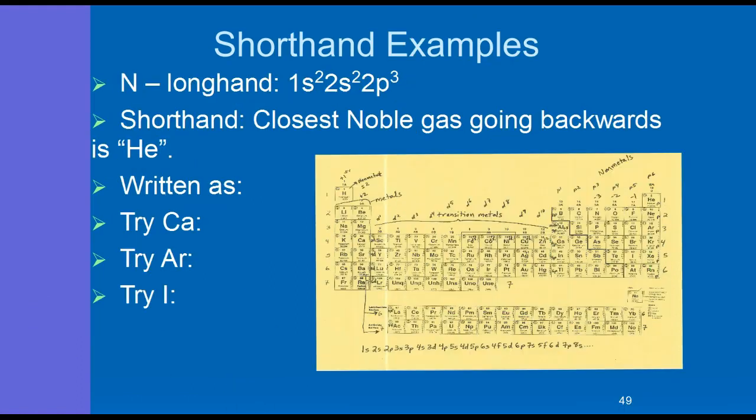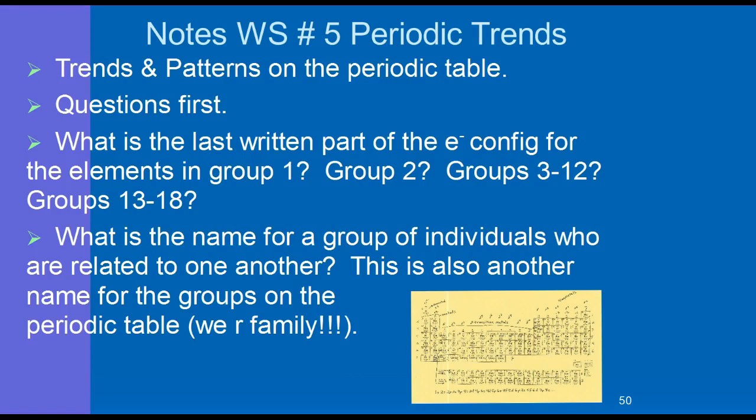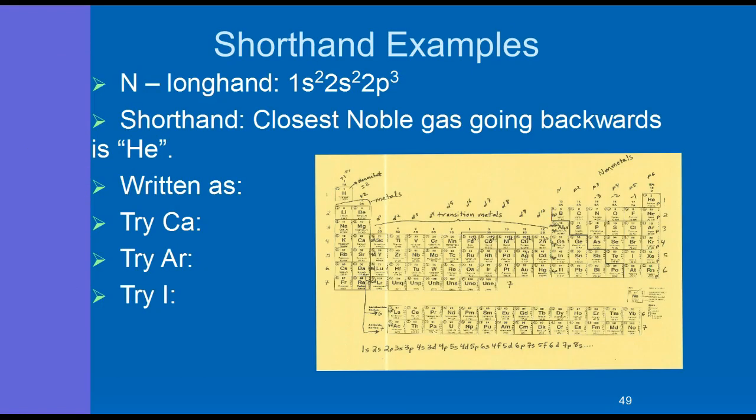I think we're done. These are examples of shorthands, which I've been doing. And next time we'll look at periodic trends. Ciao.